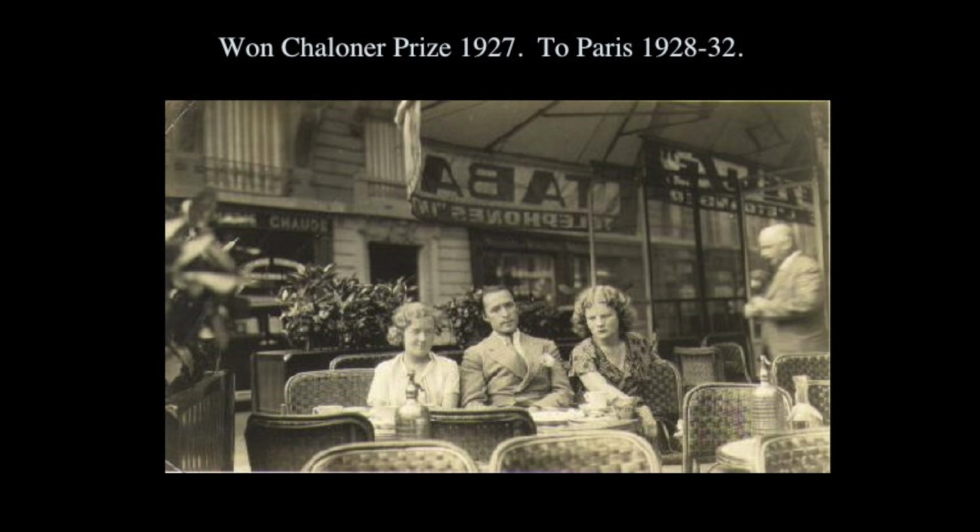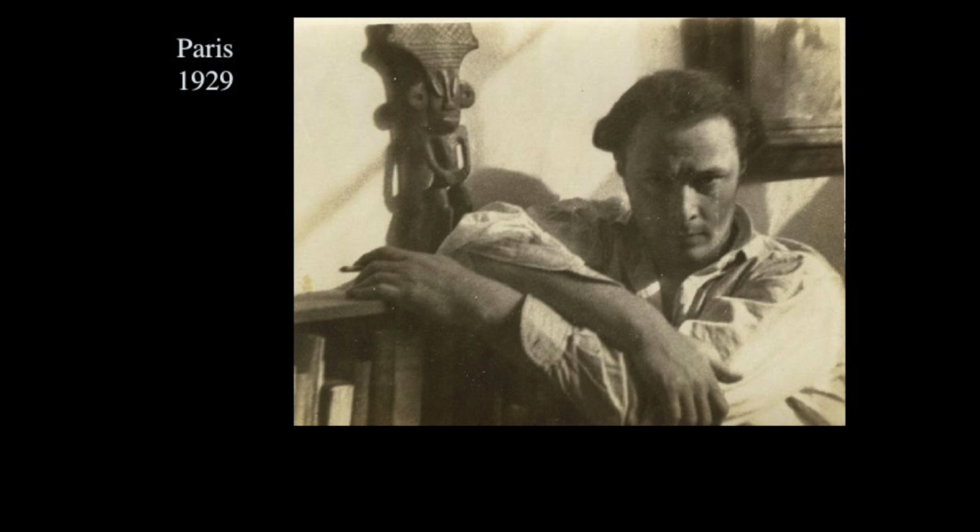So before Nutley, I've jumped ahead to the early 50s. Before Nutley, next, Michael Lenson had won the Challoner Prize, which allowed him to study abroad for several years, three to four years. So this is Michael Lenson between two beautiful women in Paris. Next. And this is also Michael Lenson in Paris.